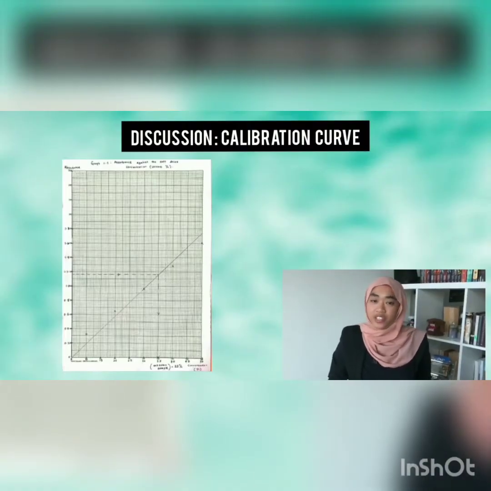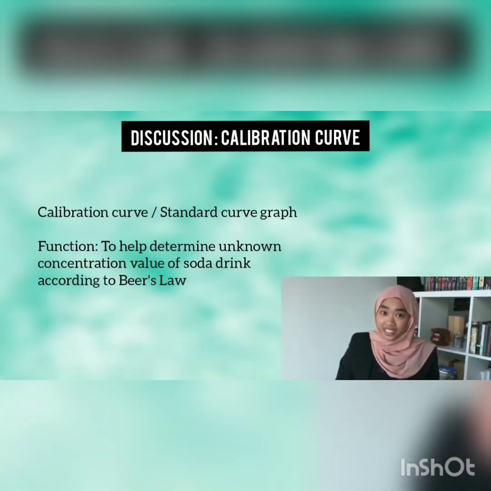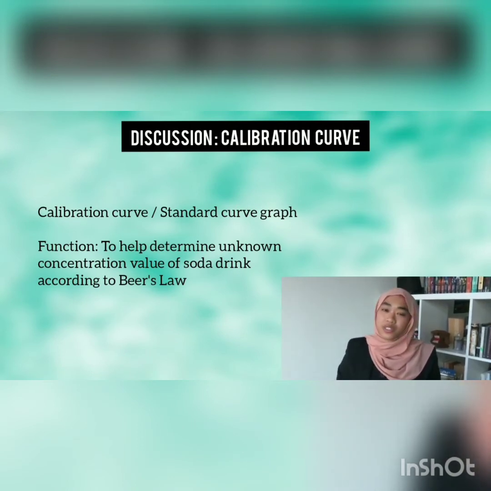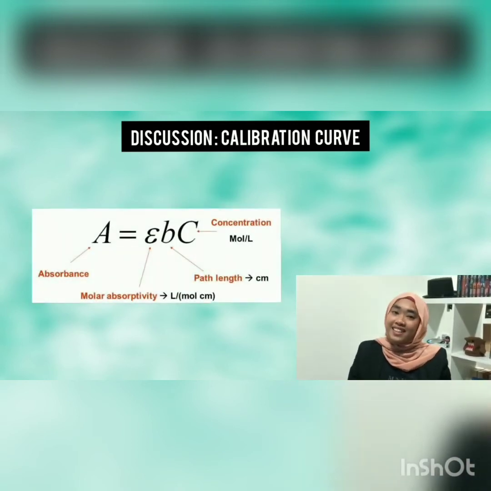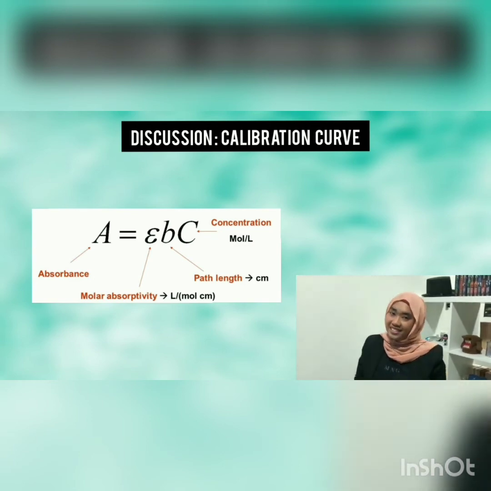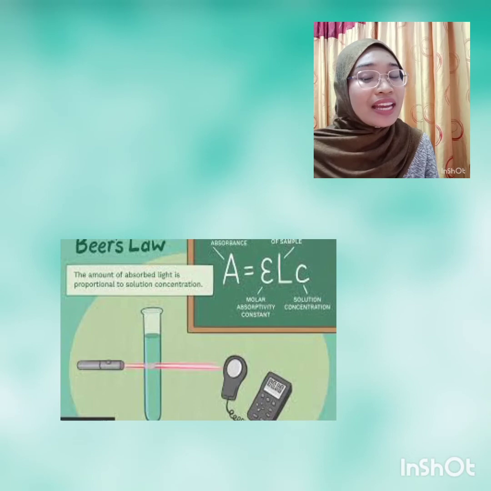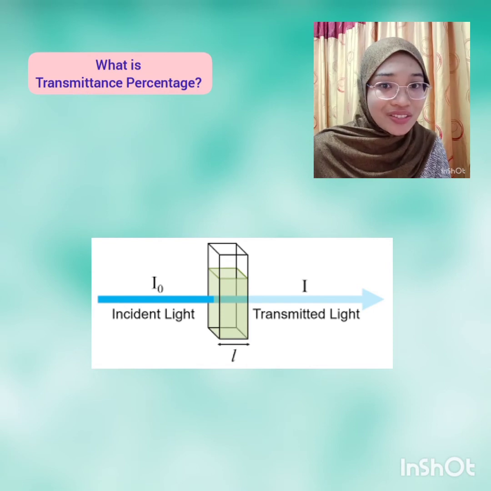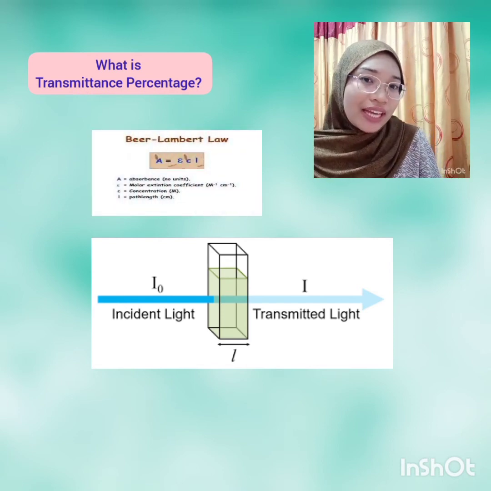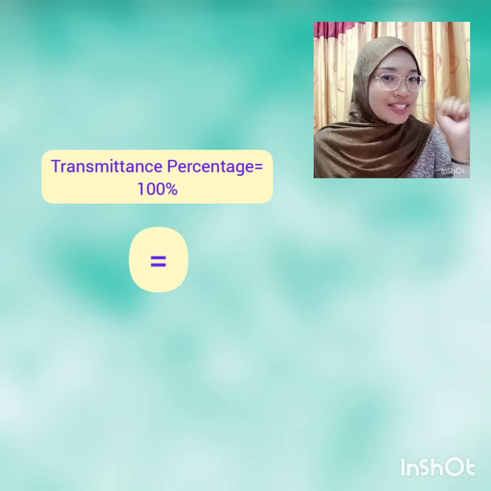Next, the unknown concentration value retrieved is 35% from the absorbance value of 1.158. The calibration curve, also known as the standard curve graph, was used to determine the concentration value according to Beer's law. Moreover, based on Beer's law shown, it can be seen that absorbance is directly proportional to concentration. Yes, this is because A, the absorbance, is equal to the negative log of the transmittance percentage. What is transmittance percentage? Transmittance percentage is the percentage of light transmitted through the solution over the intensity of light into the solution. Or we can say that 100% transmittance equals zero absorbance.